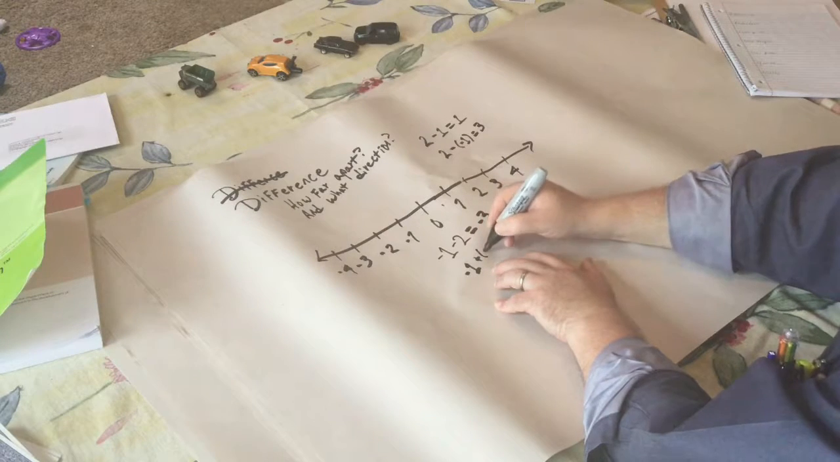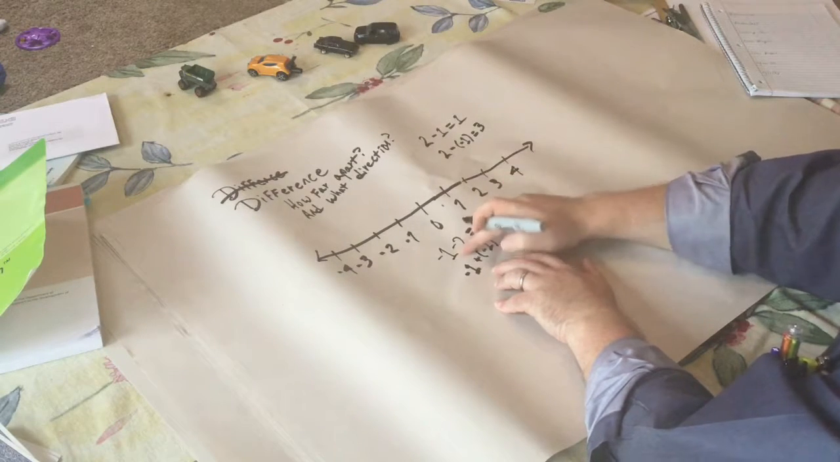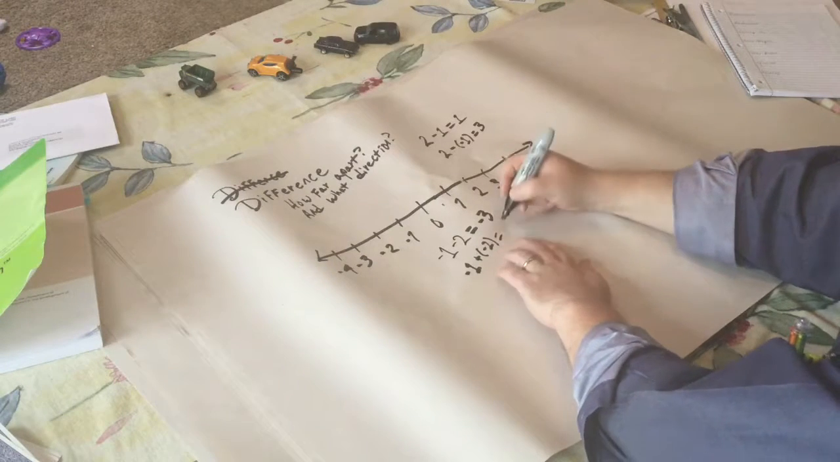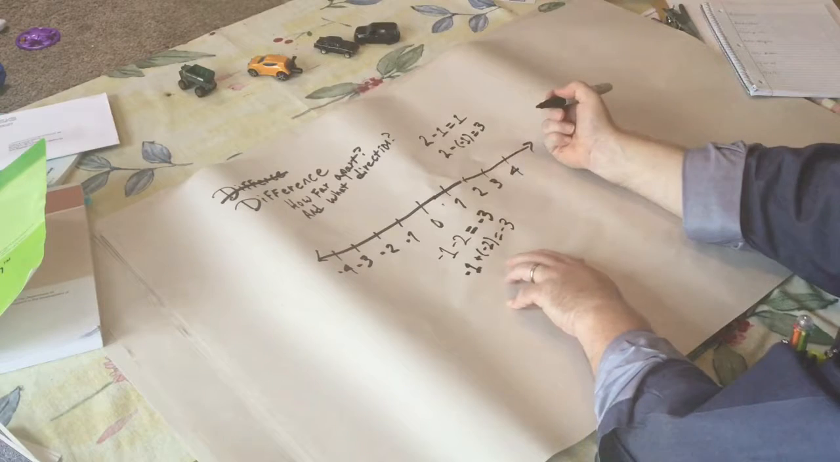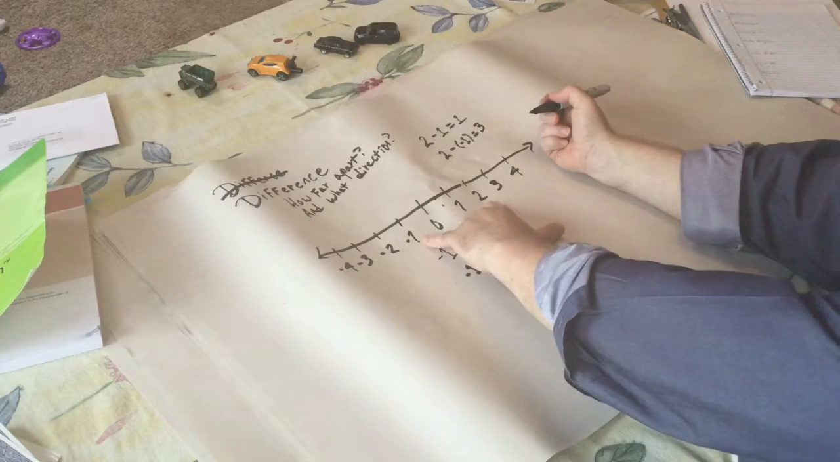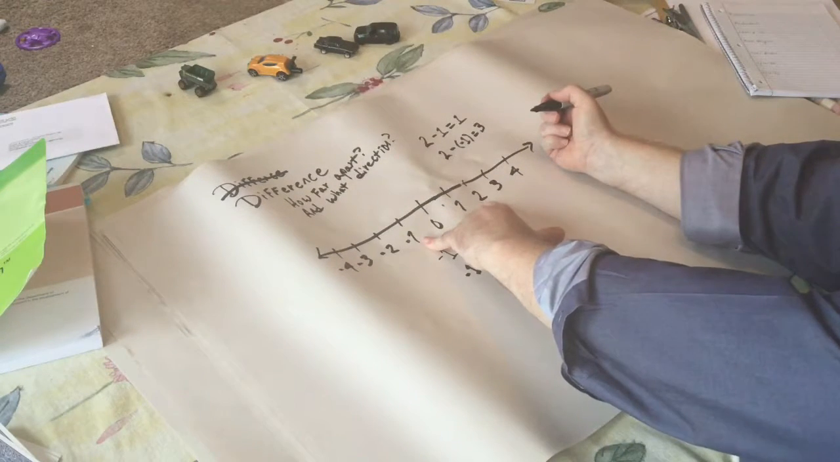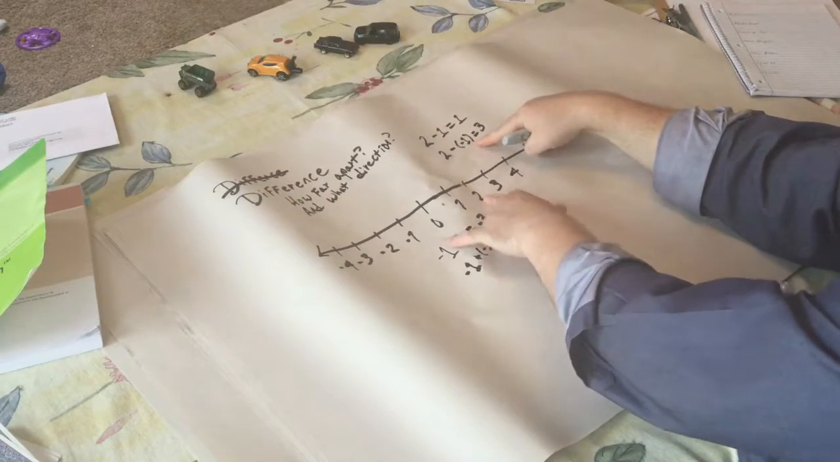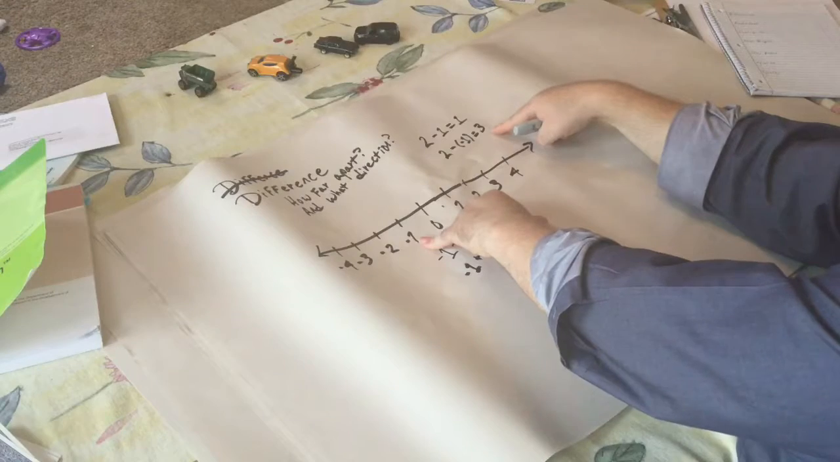plus, subtraction is addition of a negative. So -1 plus -2 gives me -3. So the difference from -1 to 2 is -3. The difference between 2 and -1 is +3.